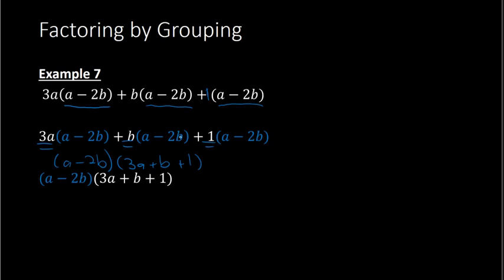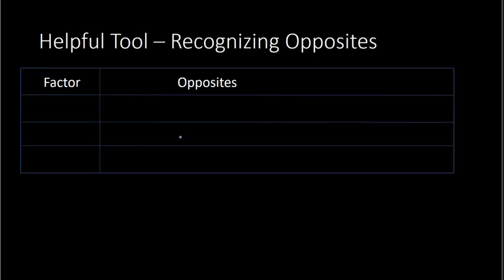Now, as we factor by grouping, we're going to get into some more difficult types of questions. And as we progress, it will be helpful if we know how to recognize opposites. So for example, if you had y minus x, then the opposite of that would be negative, and then parentheses y minus x. Because negative means opposite of.